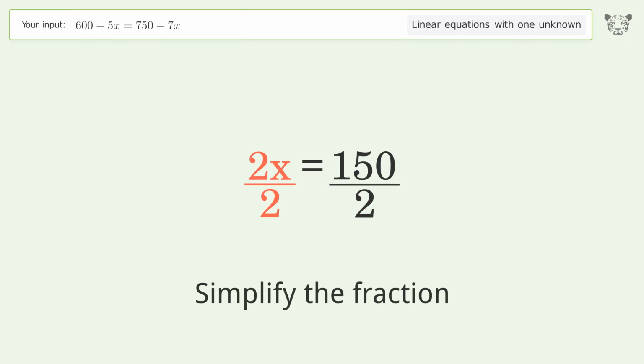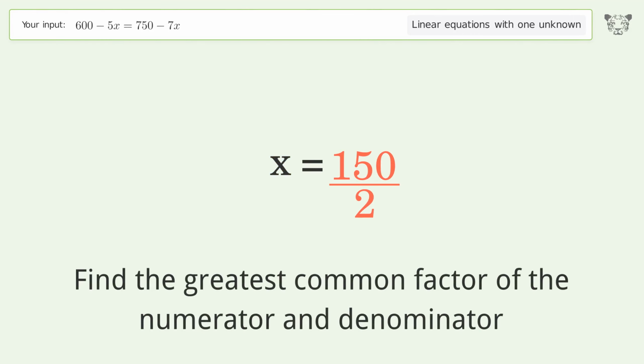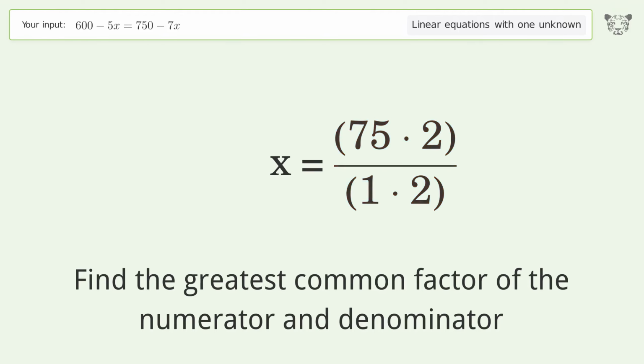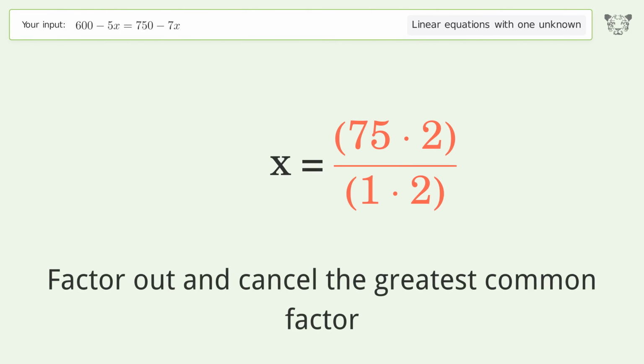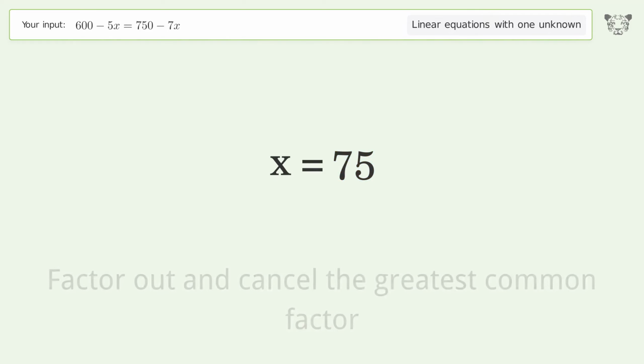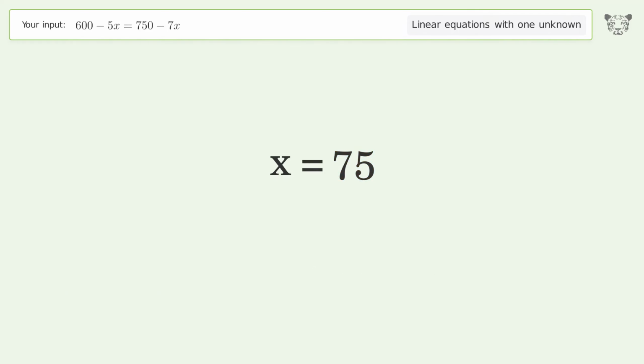Simplify the fraction. Find the greatest common factor of the numerator and denominator. Factor out and cancel the greatest common factor. And so the final result is x equals 75.